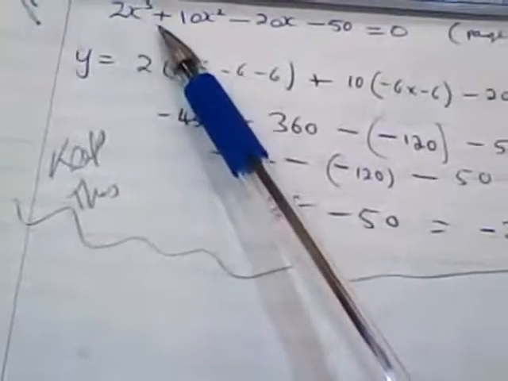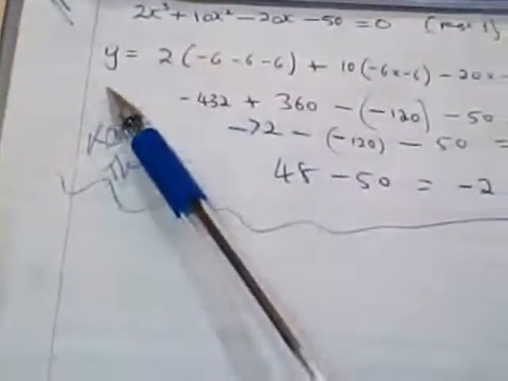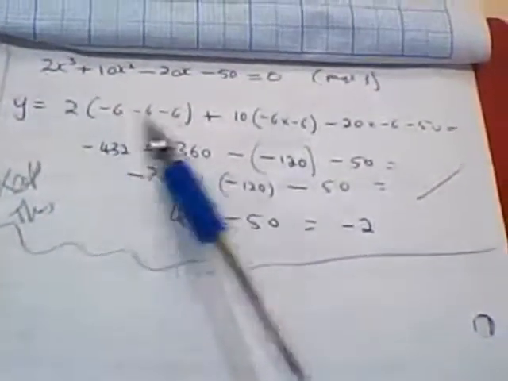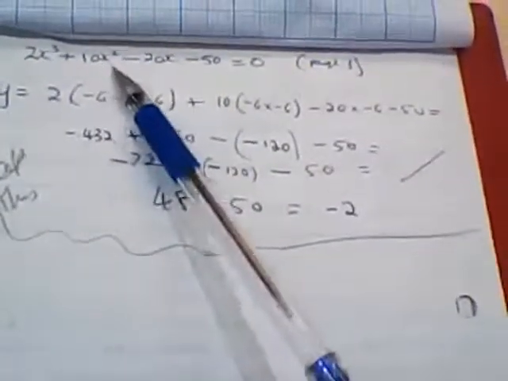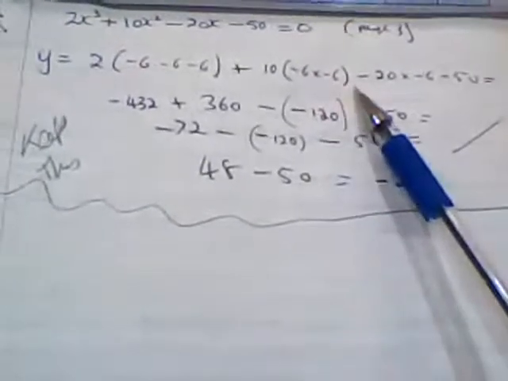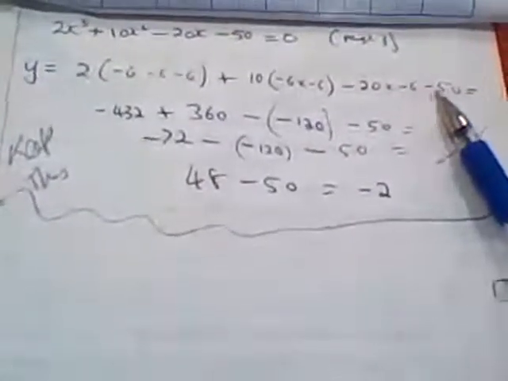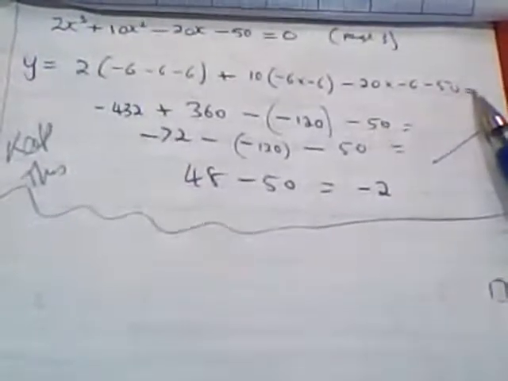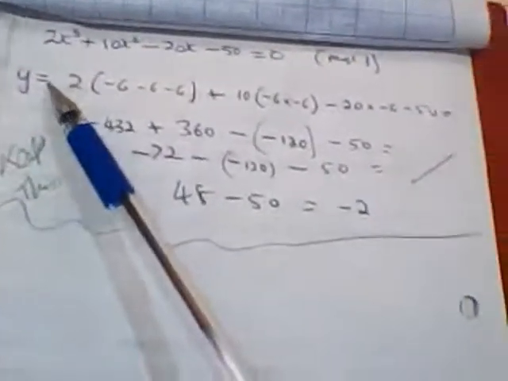Now here you'll see what I've done is I come over and I've taken here 2x cubed plus 10x squared minus 20x minus 50 equals 0. Now you have to take this in respect of y. Therefore y equals, all I've done here is multiply this out because it's x cubed, plus 10x squared minus 20x minus 50, and equal to 0. But we're still looking for the y equation.